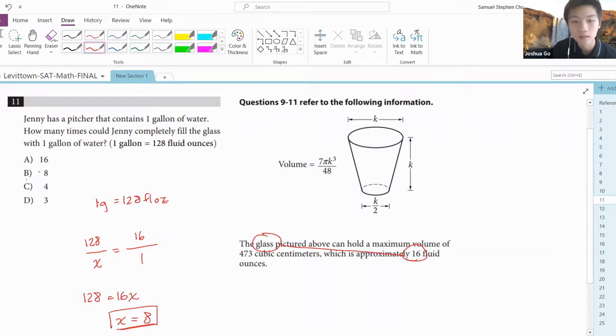Yep. Okay, important to note here, notice it's the same glass we've been looking at the past 3 questions, but now the 473 cubic centimeters is irrelevant. We don't need this anymore. So being able to see which parts you need pretty quickly will save you a lot of time.